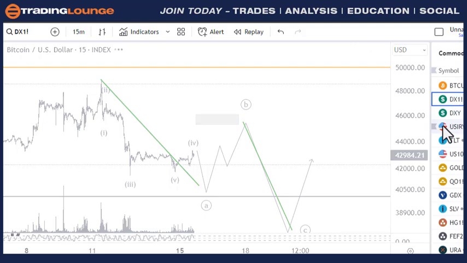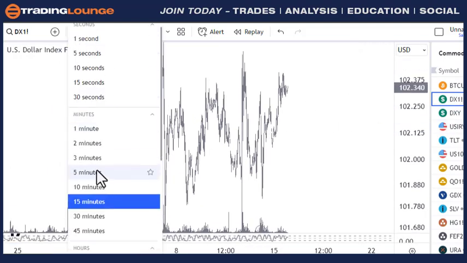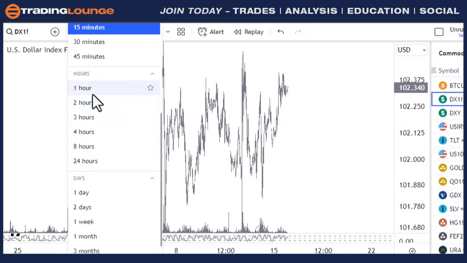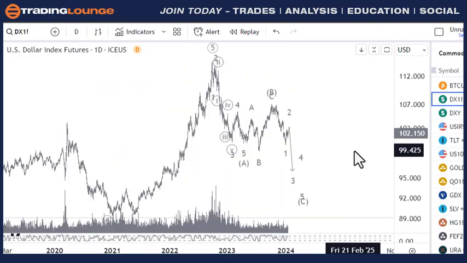Okay, so we're over to the US dollar. And I'm a little bit excited about the US dollar because it's going to open up a lot of opportunities, not only in other pairs, you know.